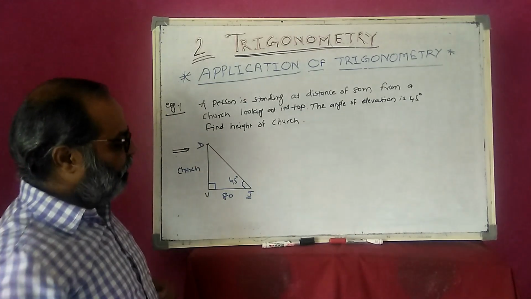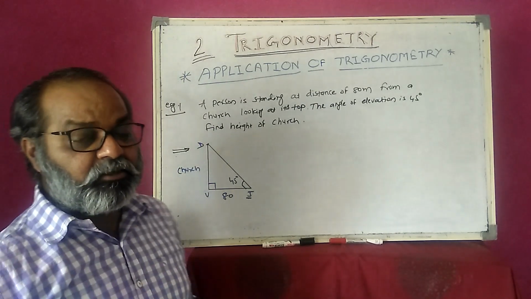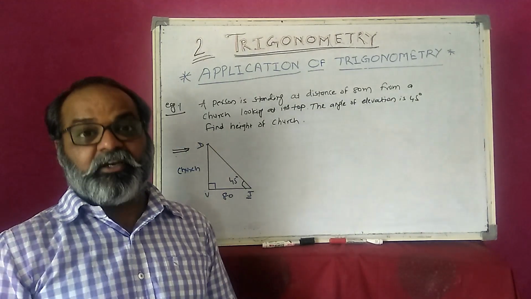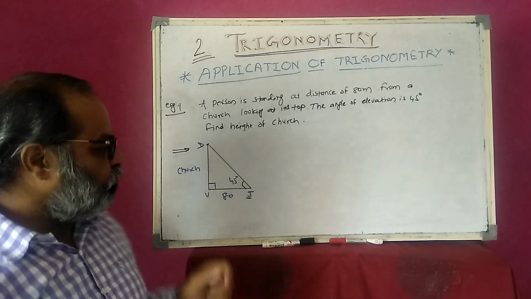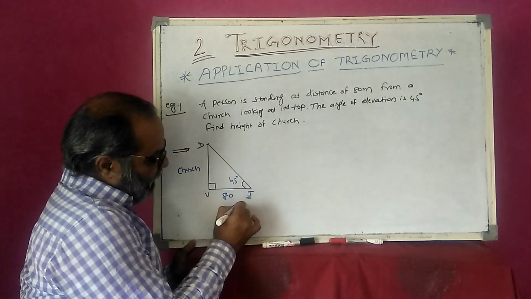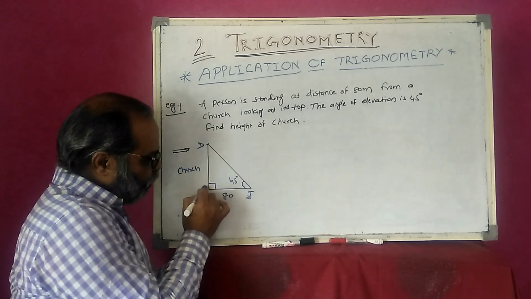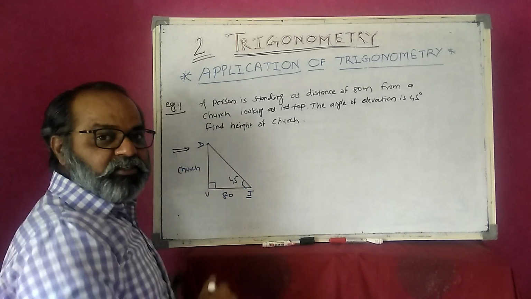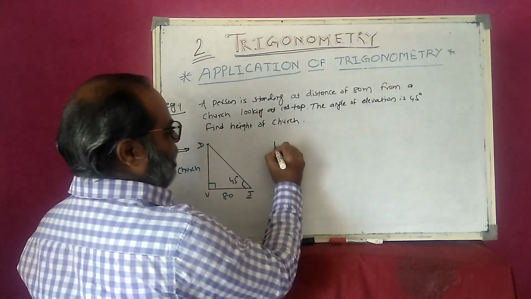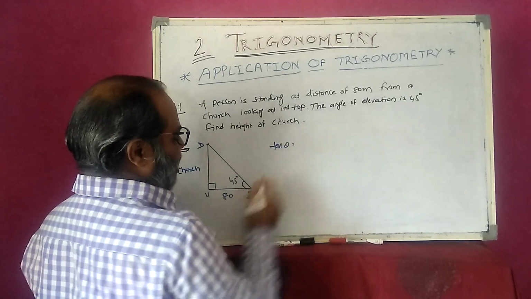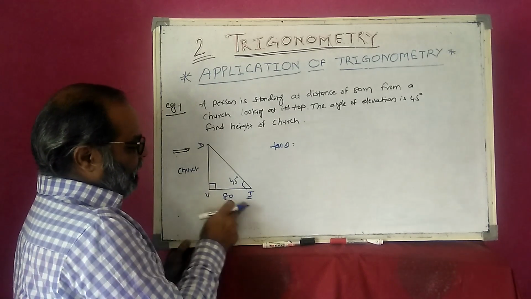Observe the figure. We discussed the basic trigonometric ratios, sine, cos, tan. Here the adjacent side is given and we have to find the opposite side, so we use the tan ratio. Tan theta is opposite divided by adjacent.